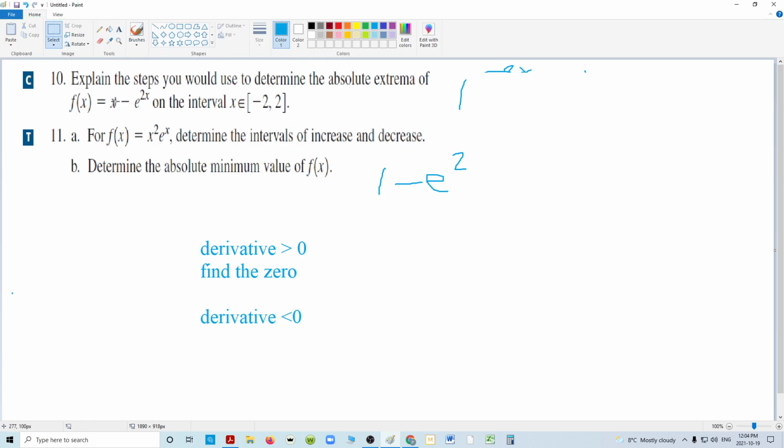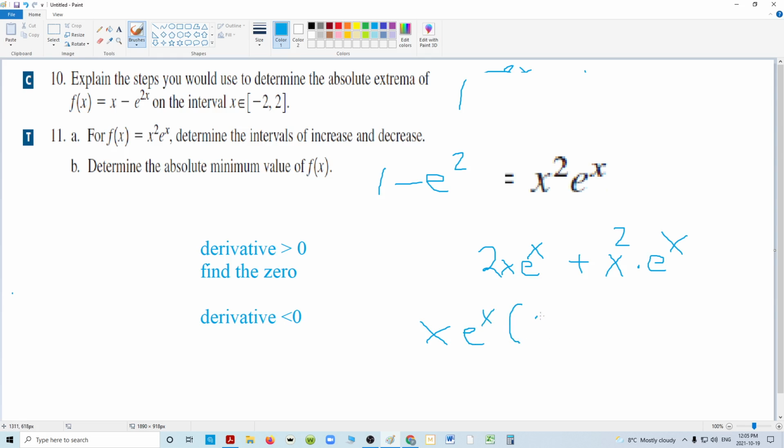To do that, and I'm going to have to stop after this one, this is the product rule. The derivative of this is 2x times the function of this plus the function of that times the derivative of that, which is just that. We can take the e to the x out. We can actually take x e to the x out, and we're left here with 2 plus x. We set that to 0.